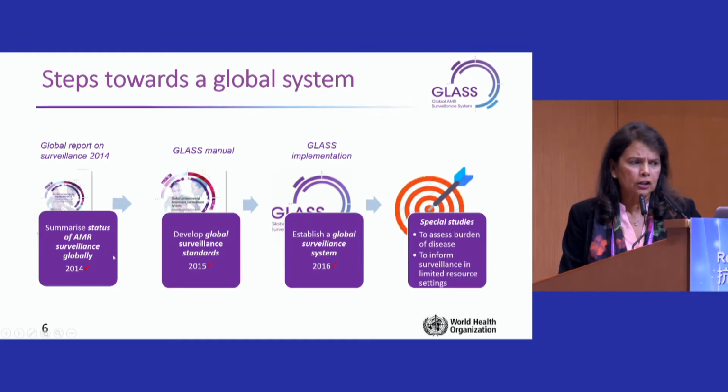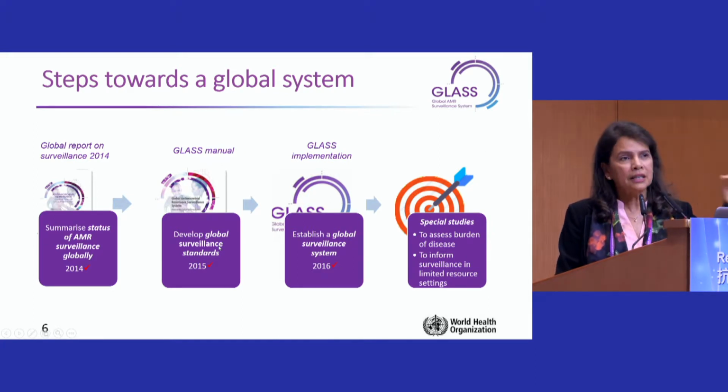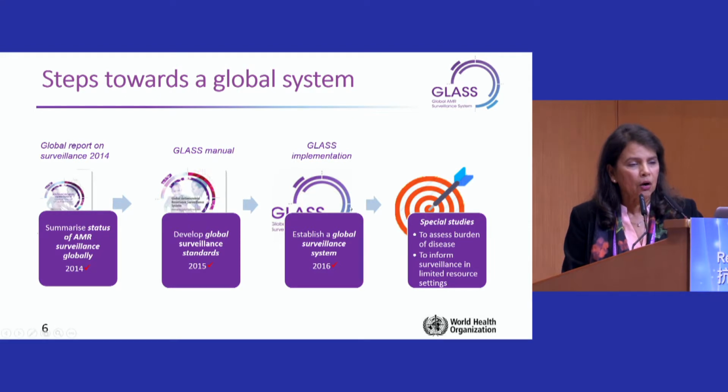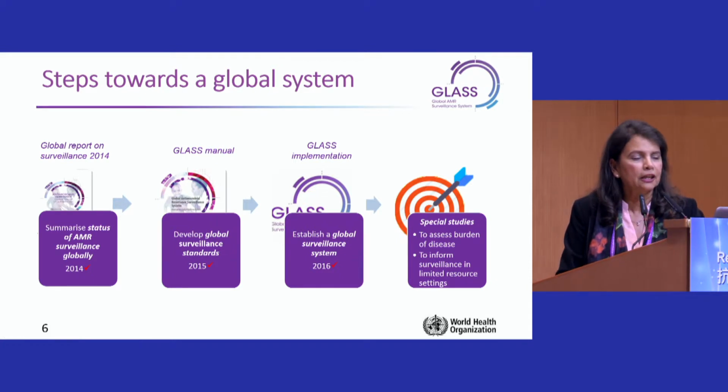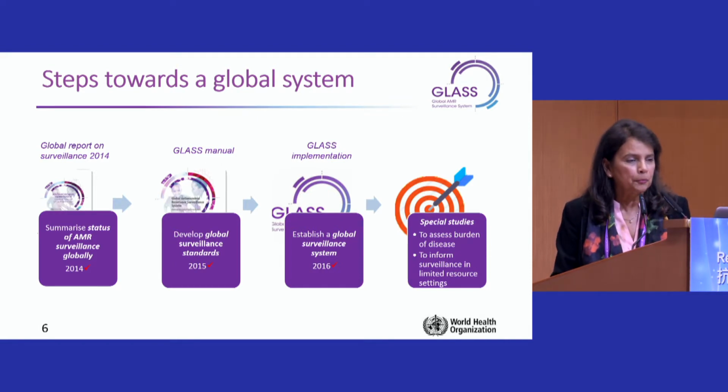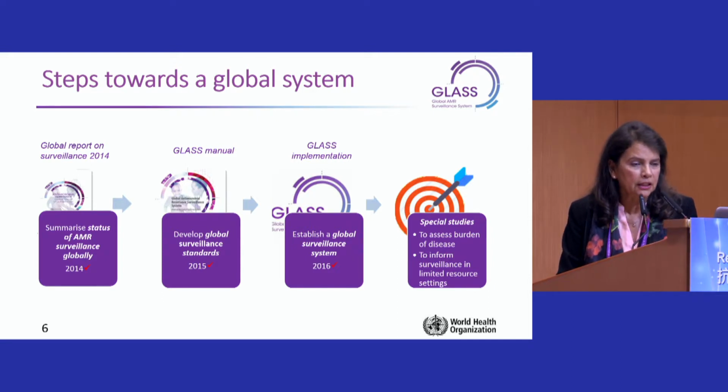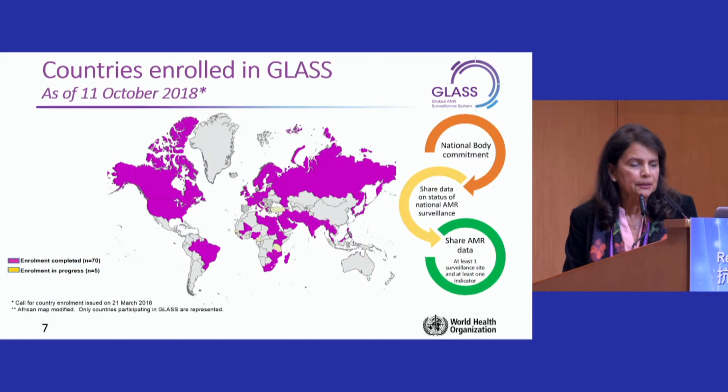So this led a lot to the development of the second step, the GLASS manual, that then established the standards for acute bacterial resistance surveillance in humans. It was 2015. We launched the global system with country enrollment in March 2016. And now, in this last phase, in addition to consolidating the routine AMR surveillance, we are also going towards some special studies to also inform on the burden of disease and inform development of surveillance in low or limited resource settings.